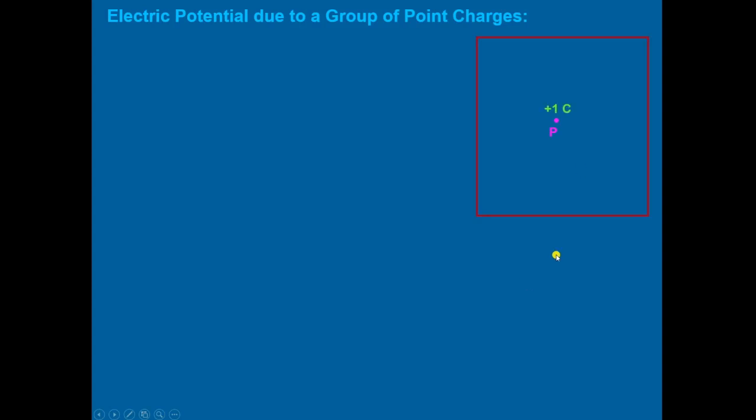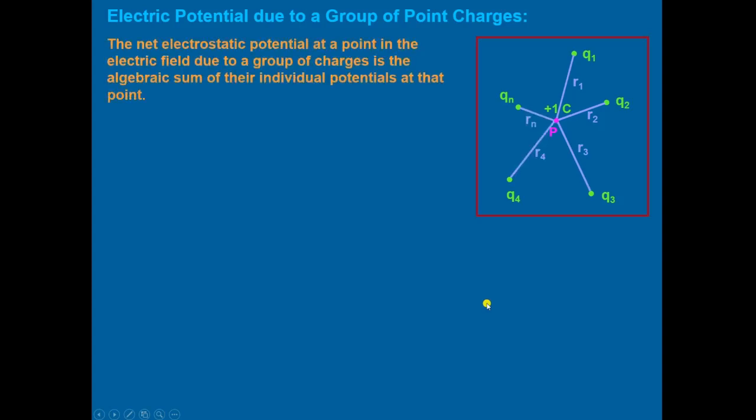For that, we consider a point P and a number of charges Q1, Q2, Q3, Q4, Q5, etc., having their respective positions R1, R2, R3, R4, R5, and Rn. Then the net electrostatic potential at a point in the electric field due to a group of charges is the algebraic sum of their individual potentials at that point.